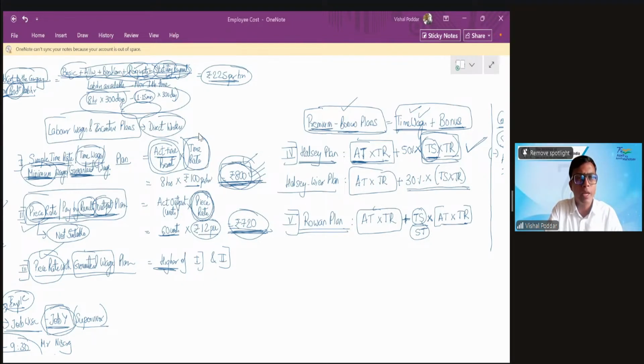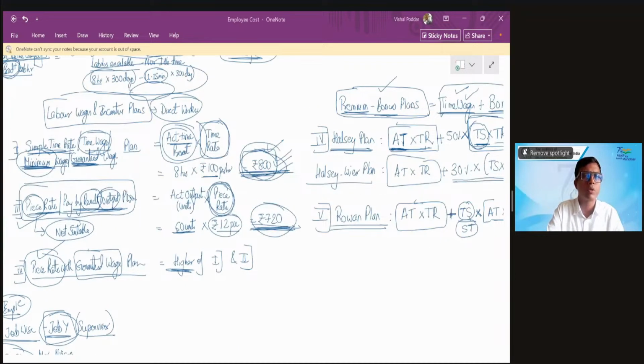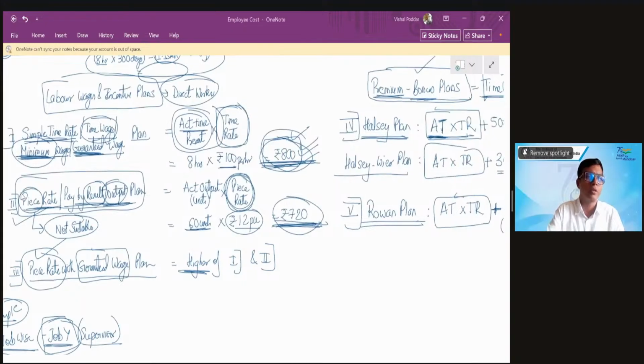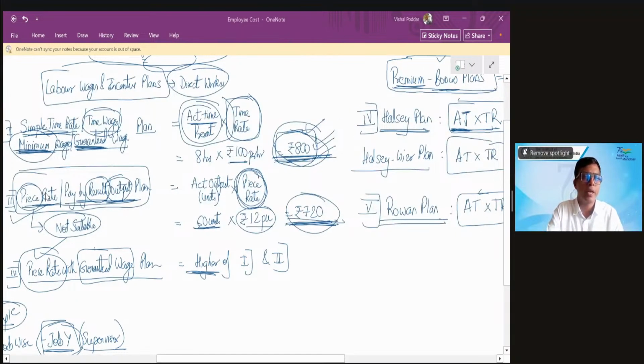What is the second plan name? The second plan name is better piece wages. It is also called payment by result. It is also called payment by output plan. So the name of the second plan is piece rate plan, payment by result plan, payment by output plan. Fine, beta?